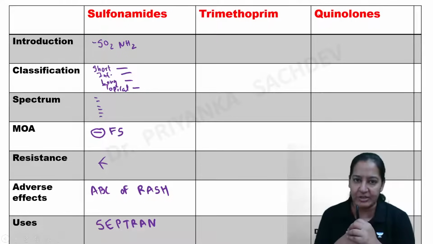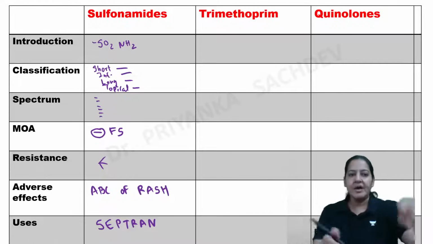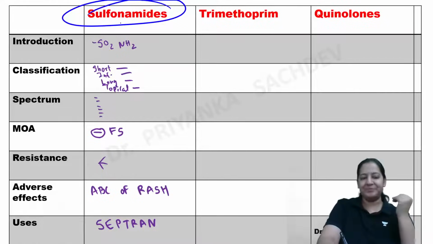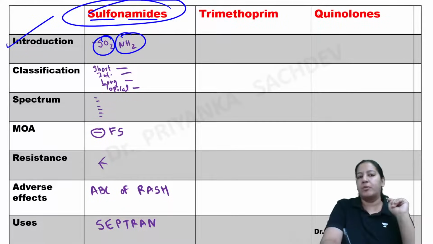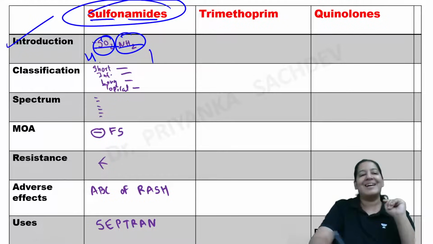The summary of the first chapter is in front of you. Everyone on the screen, tell me the summary. Tell me the introduction. Why are sulfonamides known as sulfonamide? Because of the sulfonyl and amide groups. The sulfonyl group is present on carbon 4 of benzene, as I have shown in the diagram, and the amide group is present on carbon 1.